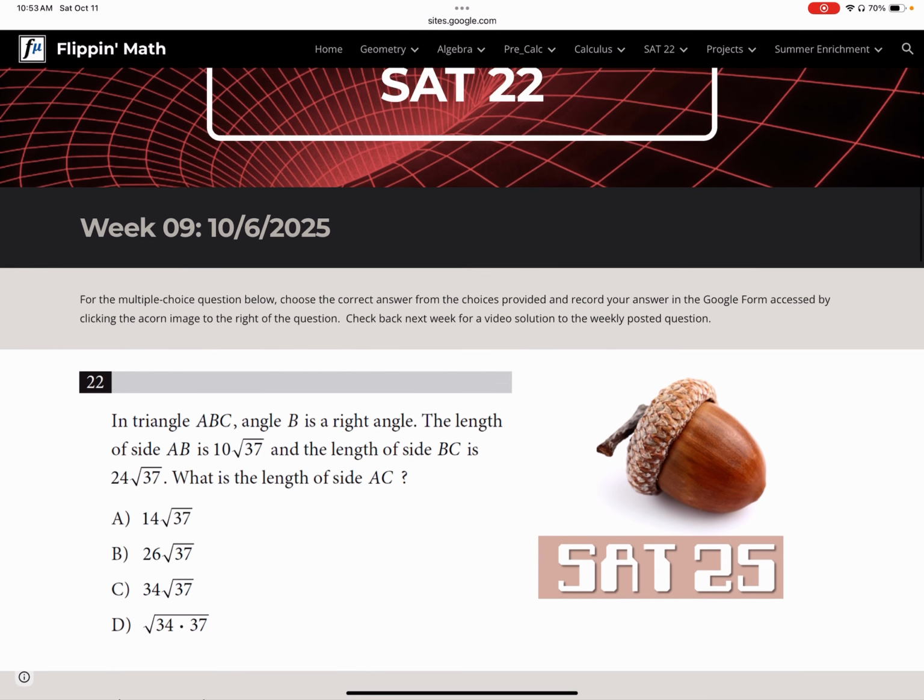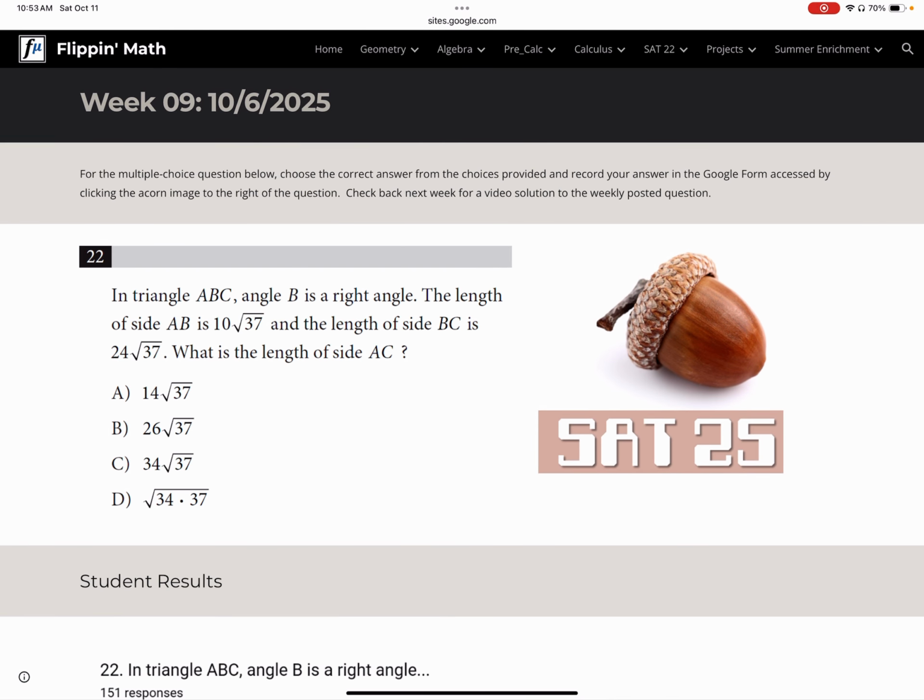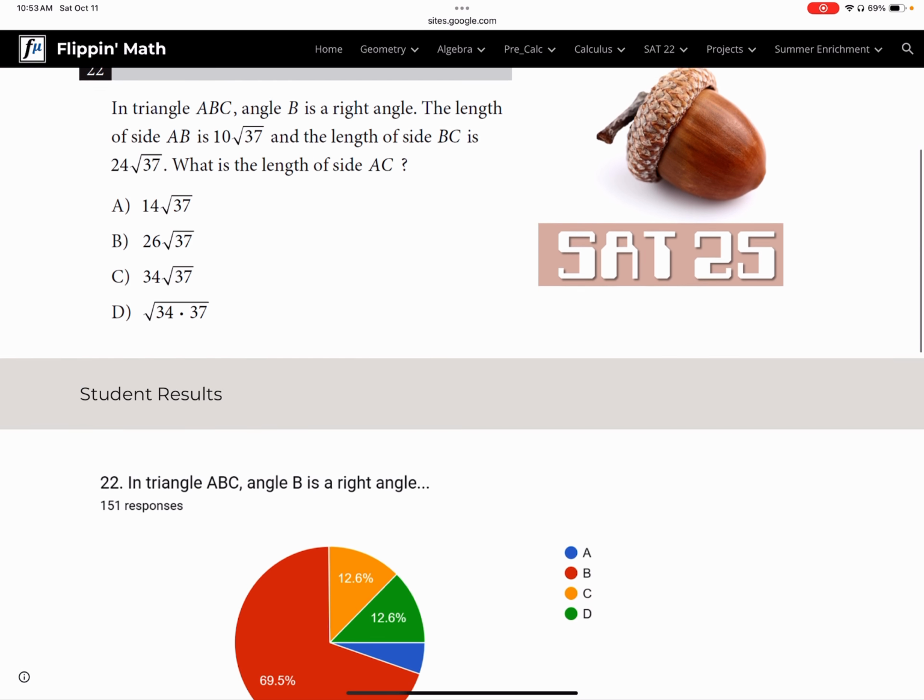SAT 22 for week 9. Let's take a look at our question. In triangle ABC, angle B is a right angle. The length of side AB is 10 square root 37, and the length of side BC is 24 root 37. Strange numbers there. What is the length of side AC?